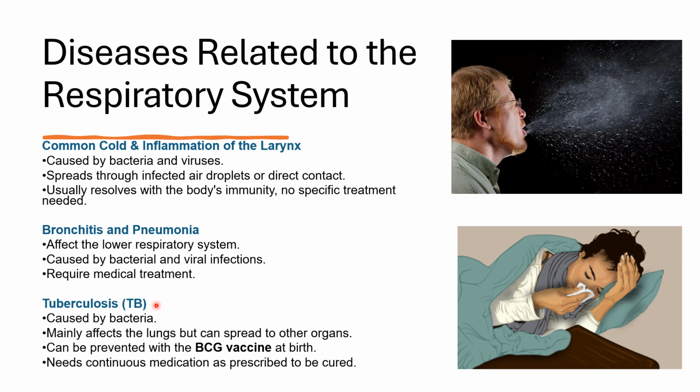Tuberculosis is another disease. This is caused by bacteria. It mainly affects the lungs, but it can spread to other organs of the body as well. And it can be prevented with the BCG vaccine given at birth. And if infected, it needs continuous medication as prescribed in order to be cured.